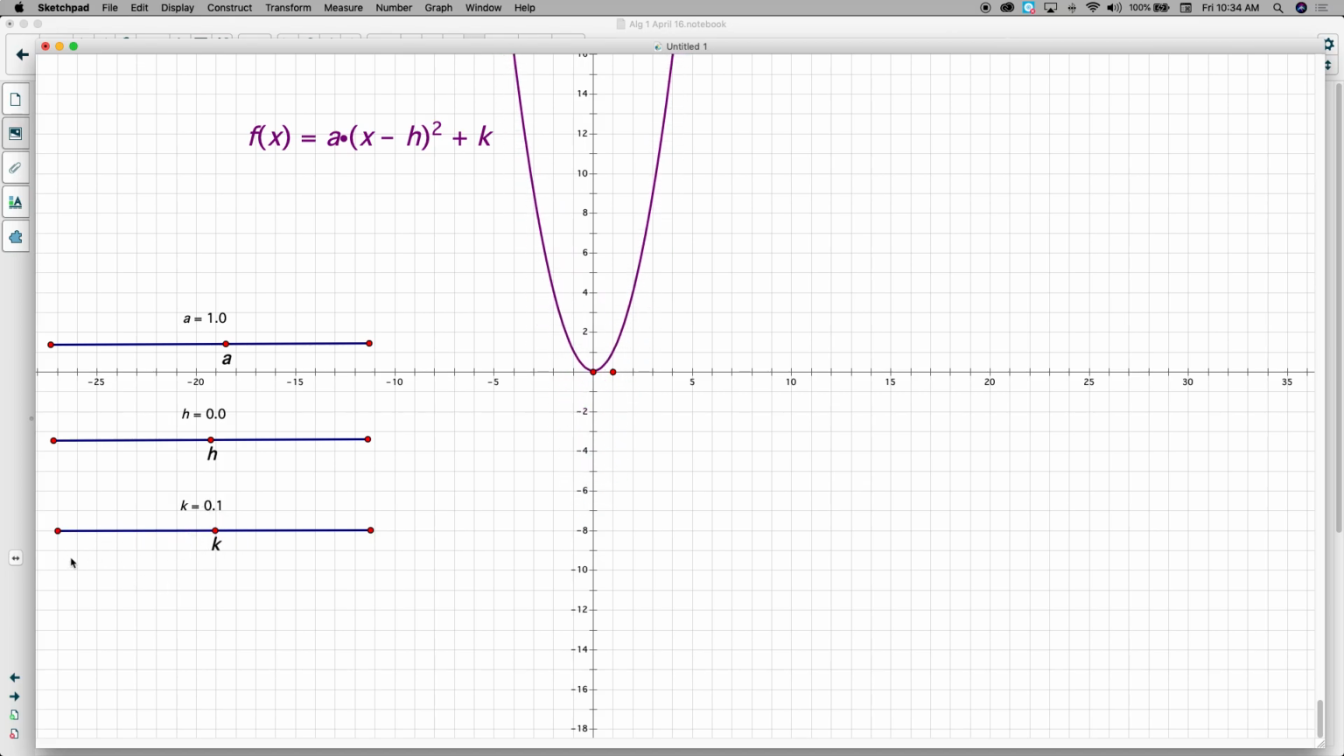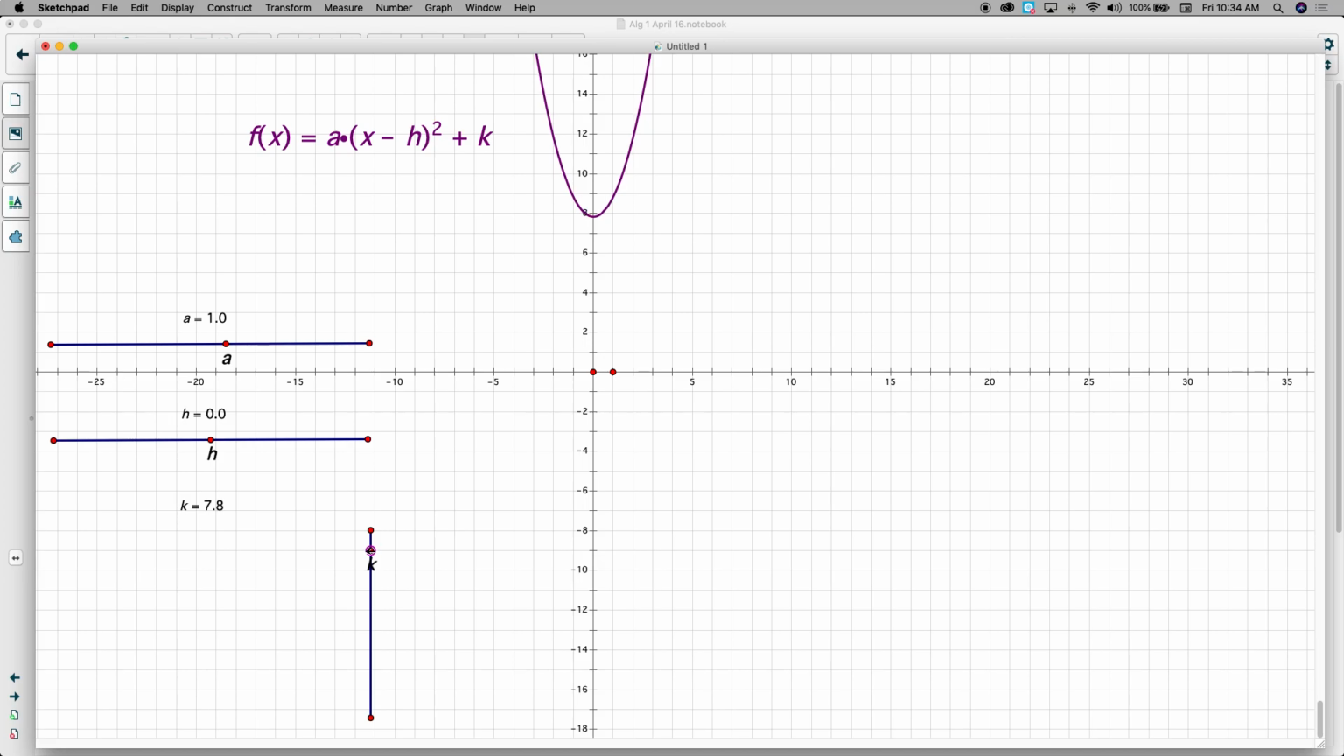Or I can just get all weird and go, if I slide it up, positive, it moves up. And if I slide it down, negative, it moves down. So there are some consistencies in here. If I slide it to the right, it moves to the right. If I slide it down, it moves down. If I slide it left, it moves to the left. If I slide it up, it moves up.